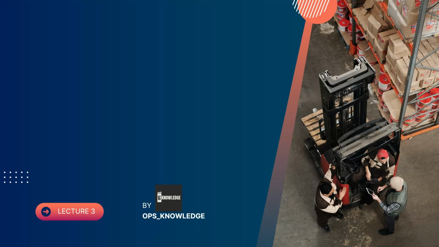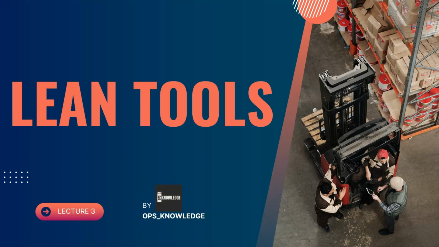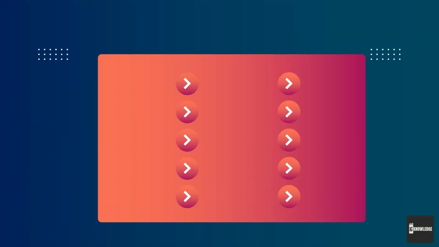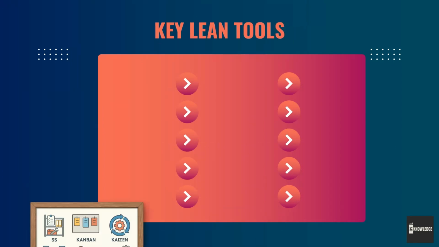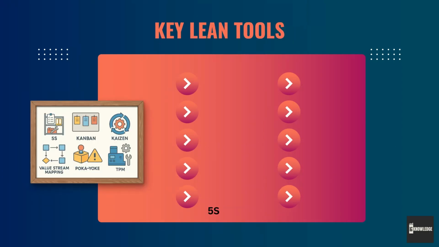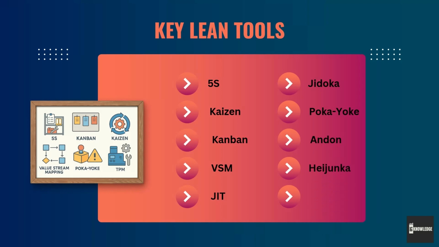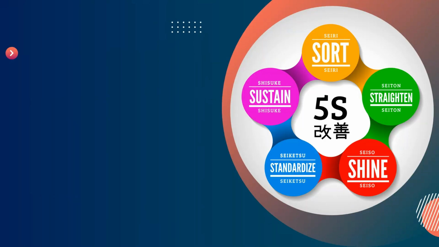So, today we'll be talking about the lean tools. We have key lean tools, those are 5S, Kaizen, Kanban, VSM, JIT, Jidoka, Poka-Yoke, Andon, Heijunka, and SMED. So there are a total of 10 key lean tools. Let's go to the next slide and understand about 5S.